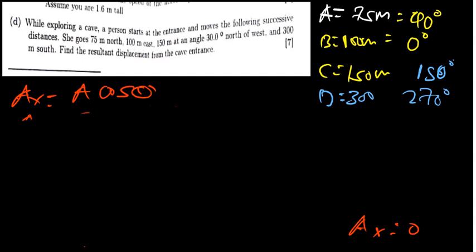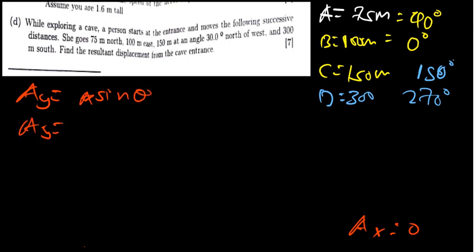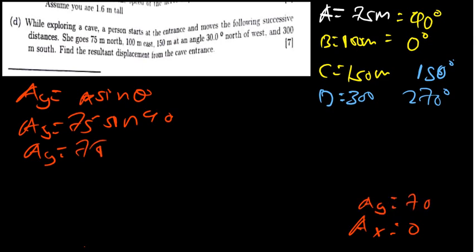I'm done with this. Let's go to Ay. I have A sine theta. Ay is going to be equal to A, which is 75, sine the angle is 90. Sine 90 is 1. So the answer here is supposed to be 75. Confirm. Yes. So I'm going to say my Ay here is 75. It's simple. Even without calculators, you can find. Then you go to B.